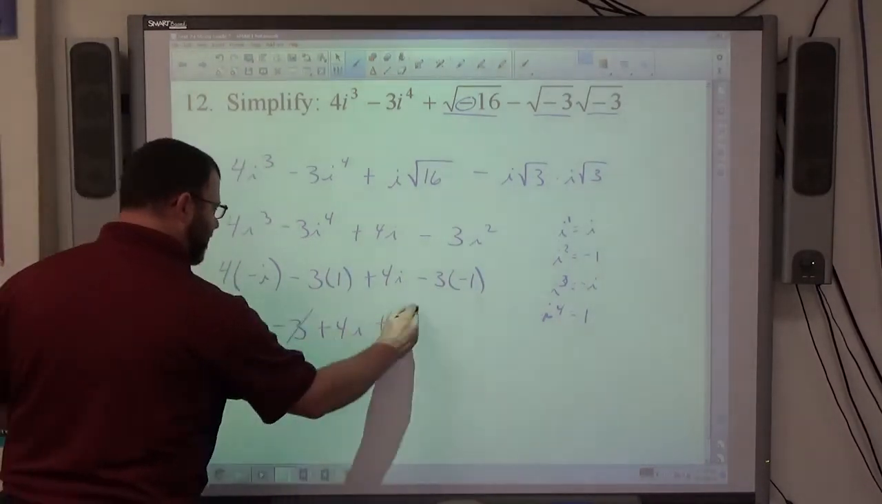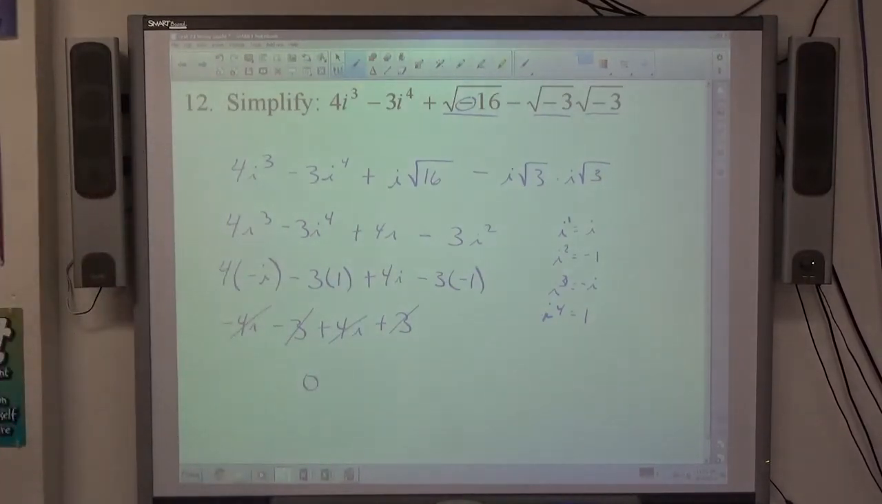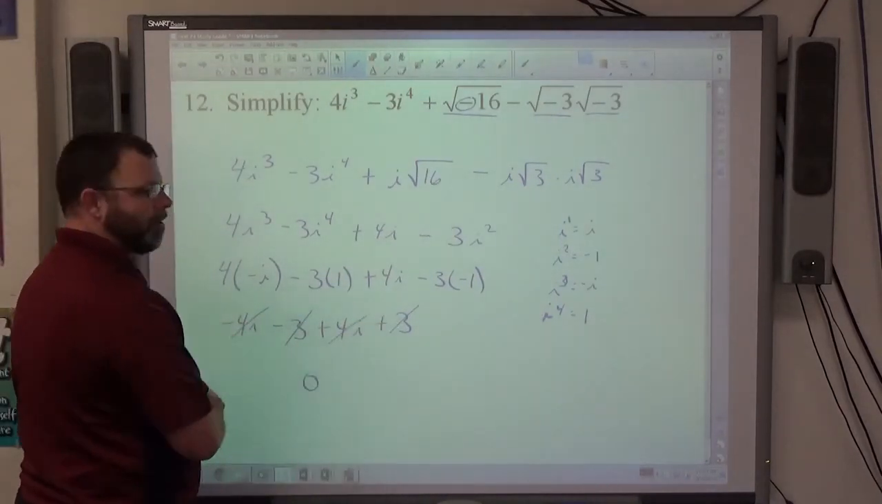And minus 3 plus 3 is 0. 4i minus 4i is 0, so the answer is 0. Probably be something other than 0 on the test. But at the point where you get here, you just add like terms. Real number first, imaginary number second.